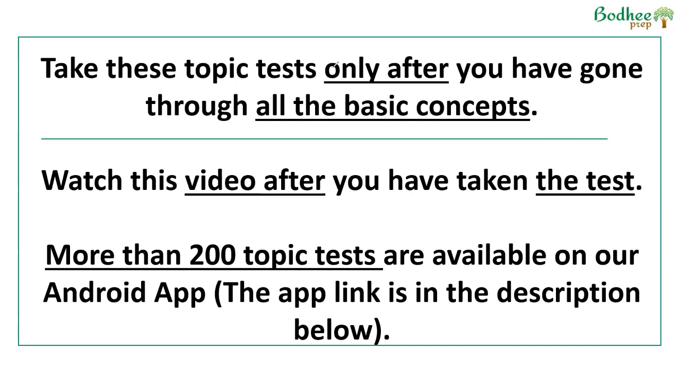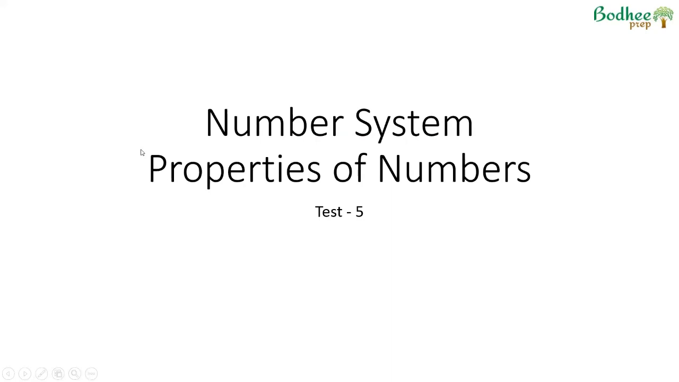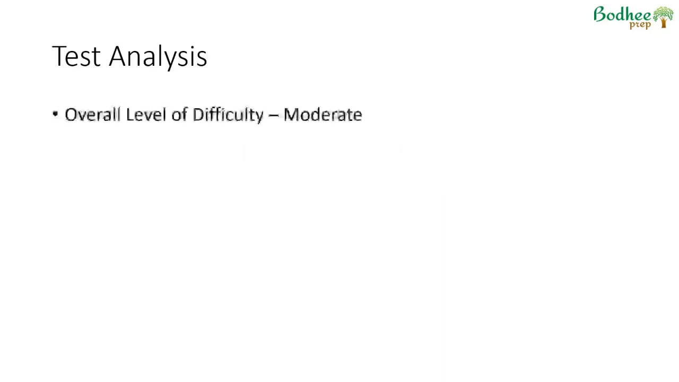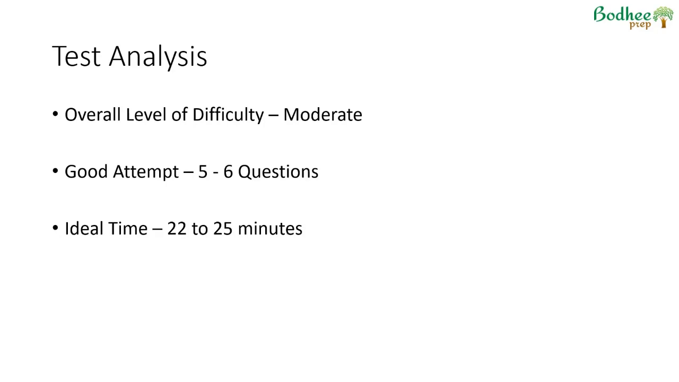This video is about the chapter number system. The topic for this video is properties of numbers, and this is test number 5 from this topic. Overall, the test was a moderate level of difficulty, and about 5 to 6 questions would be a good attempt. Net correct would give you a 95 odd percentile, and attempt time would be around 20 to 25 minutes.